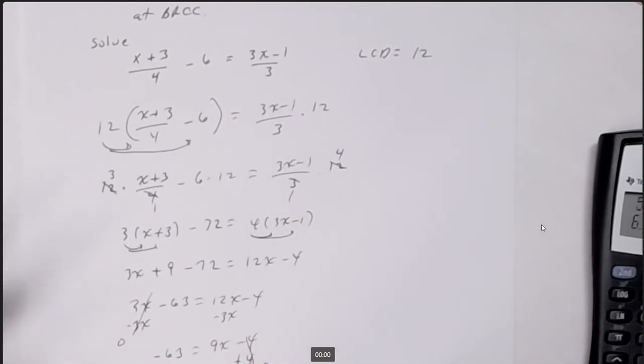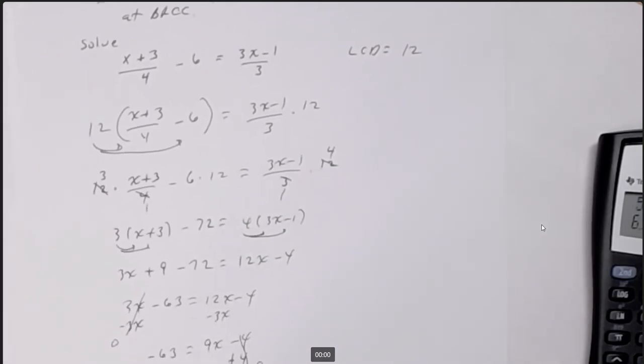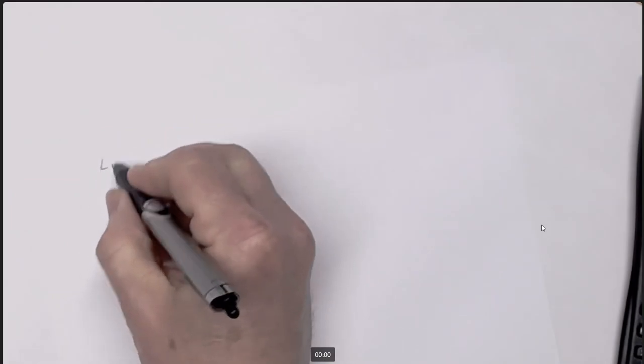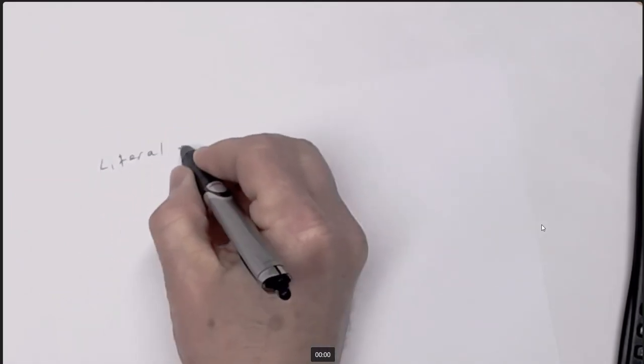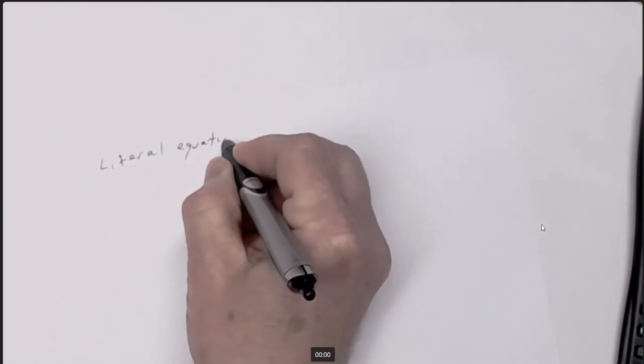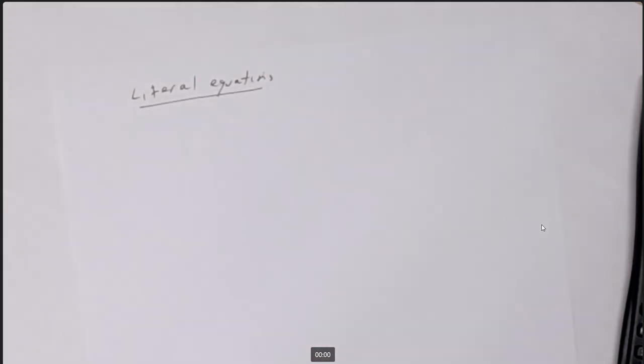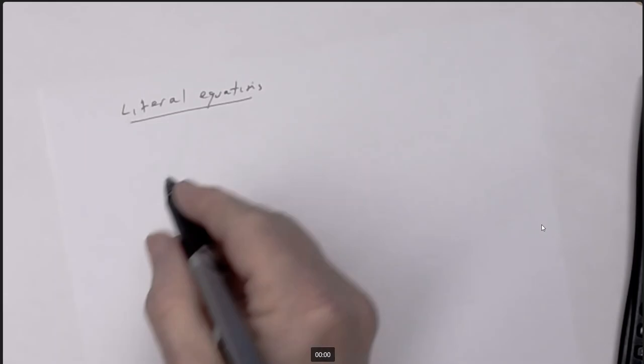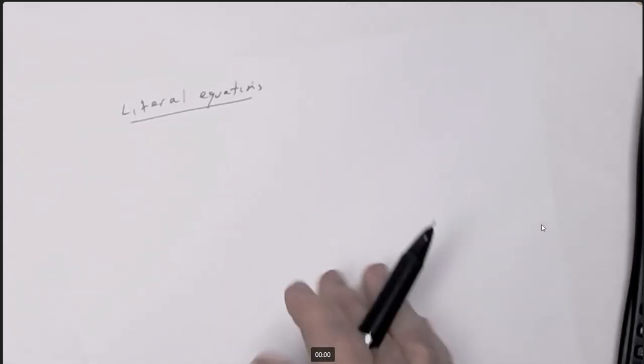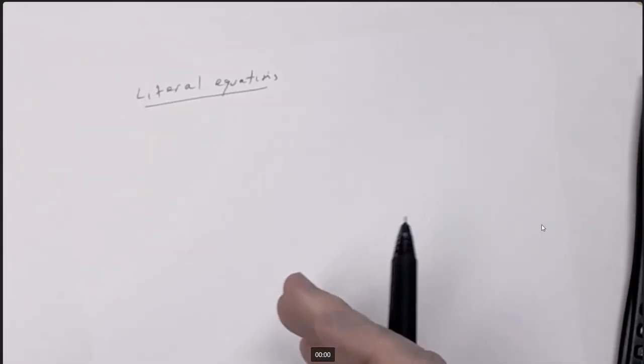And one other thing, I think it's either last week or maybe this week. The other thing is the idea of literal equations. So let's talk about literal equations. It may be something you learned Monday of this week. A literal equation is basically an equation with one or more variables. And so you'll see something like this.